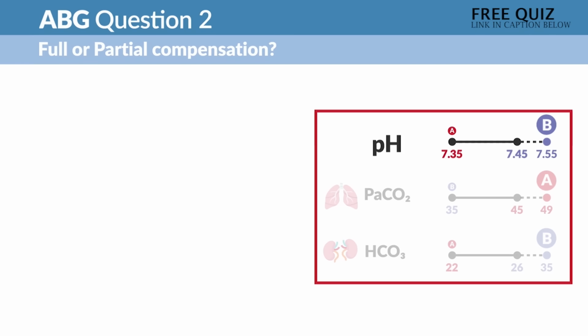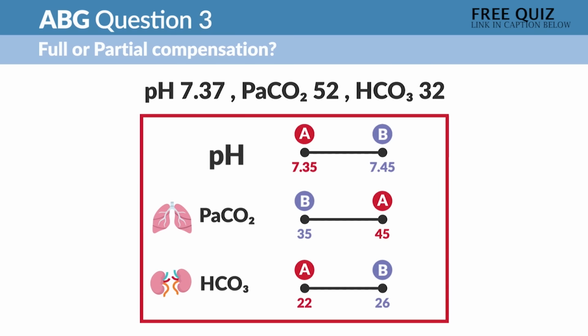Next question, please. ABG question number 3. Our pH is 7.37. Ooh, that's normal. CO2 is 52 and HCO3 is 32. Okay, step number 1, pH, that is normal. But here's the trick. It kind of looks like it's leaning toward the acid side. Now, step number 2, we need to find a match. But now you're thinking, wait a minute, how do you find a match from a normal pH?